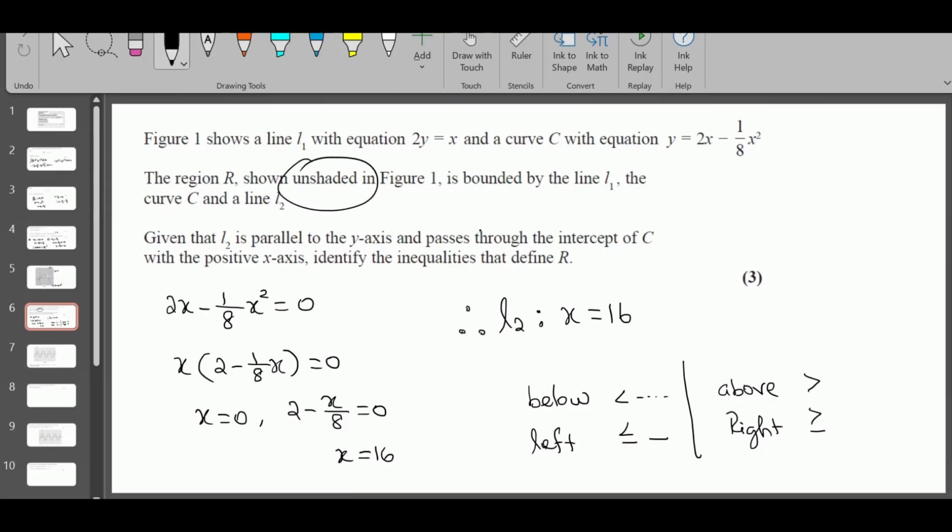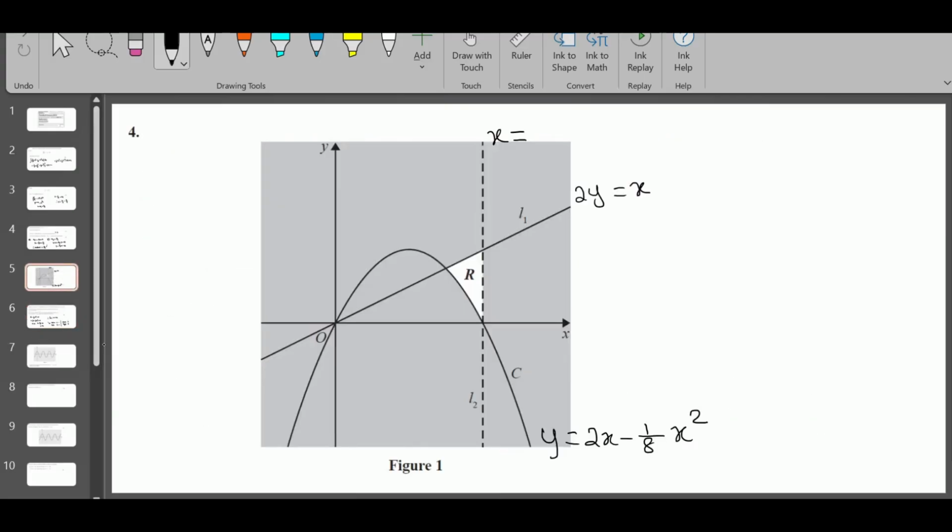So we need to use the same rule with the unshaded part actually. So if unshaded is below or left, you use this. Unshaded is above or right, you use this. So let's look at the graph now. Let's take this line.